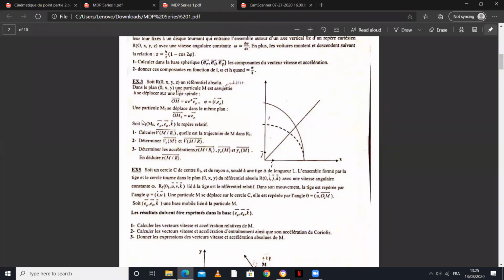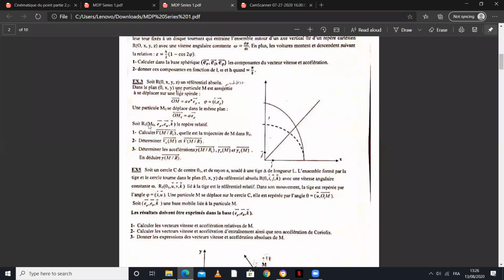Okay? Then we have une particule M0 se déplace dans le même plan. So M0 se déplace dans le même plan, somewhere there. And OM0 is equal to A E rho. Still here, still suivant E rho. So M0 is here and M is there. So you have M moving like that, being displaced like that. And you have M0 in the same plane, also M0 in this dotted line, moving like that.